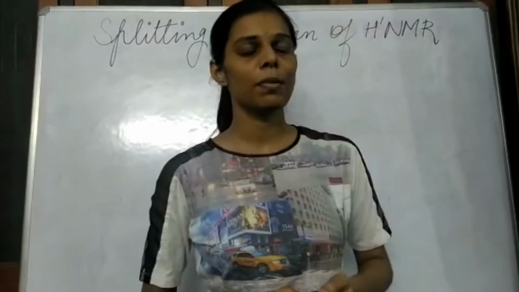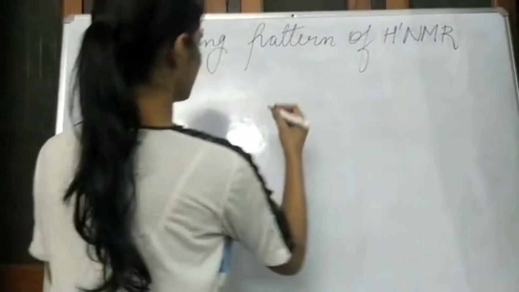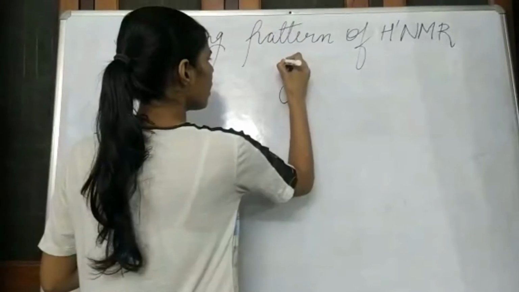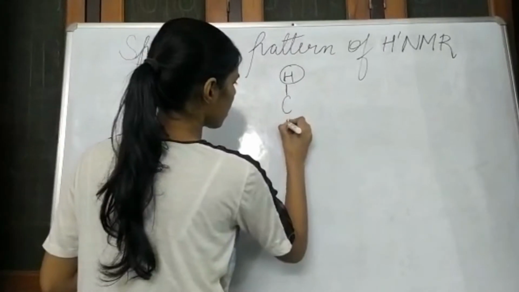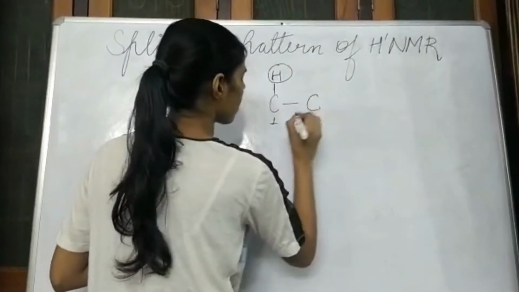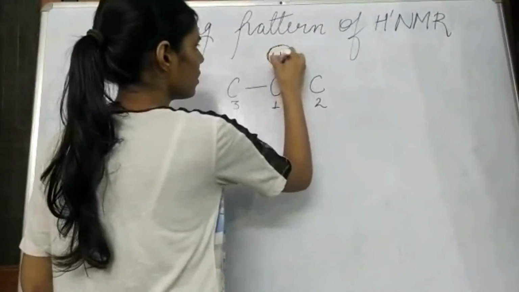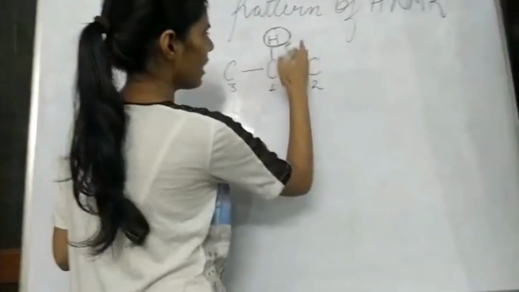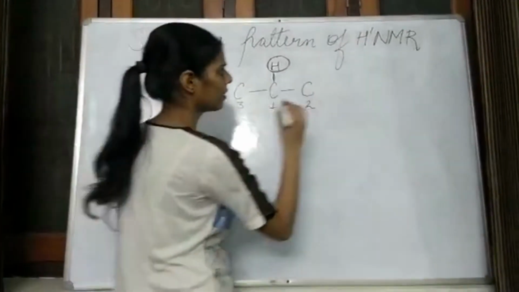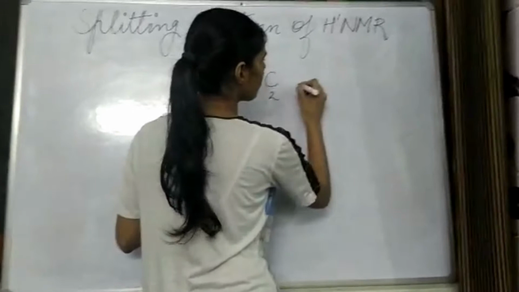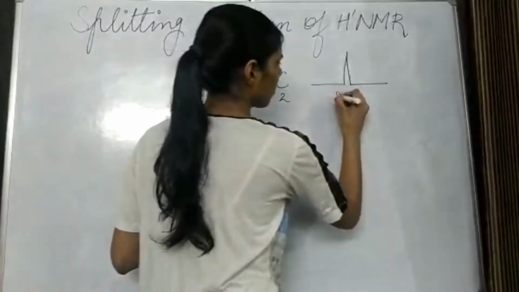So now I will be telling the splitting pattern of proton NMR, which will be useful for the questions. So we'll take the example of this molecule. We'll consider this hydrogen. It is attached to carbon, say carbon 1, this is carbon 2, this has carbon 3. So this hydrogen does not have any hydrogen adjacent to it. So for this, in the NMR spectrum, we'll get just one peak, and it will be called a singlet.